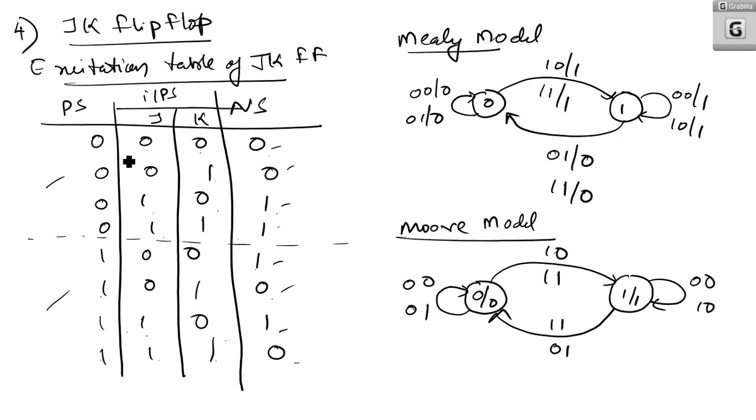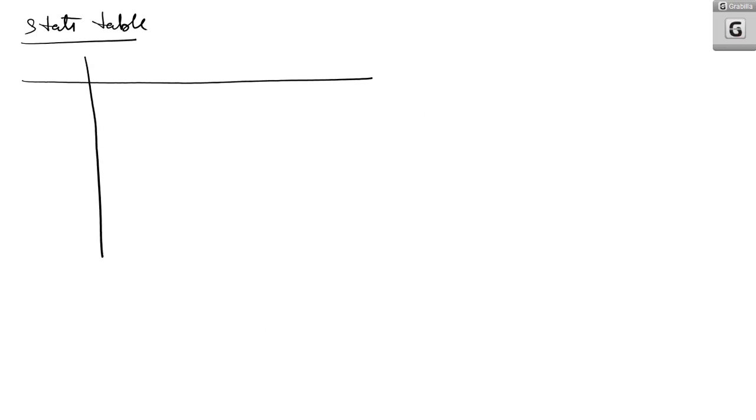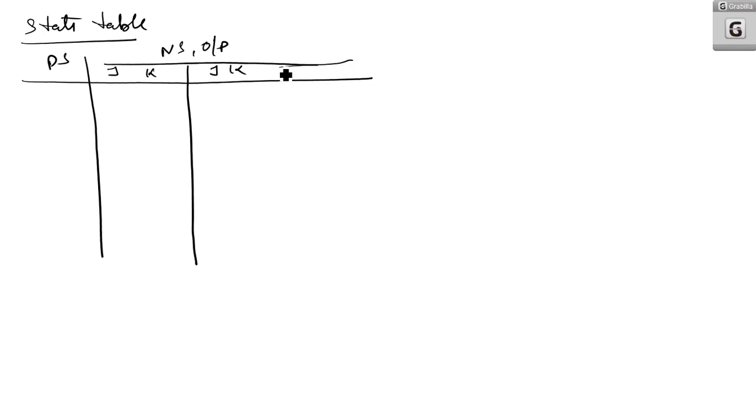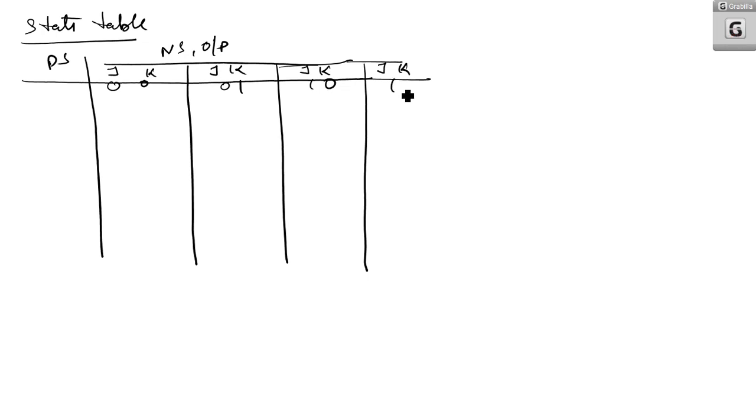Now I am drawing the state table of the JK flip-flop. We are having present state, next state, and next state with output. So I am having J K columns with 0 0, 0 1, 1 0, 1 1. That is the values of J and K. Present state is 0 and 1.